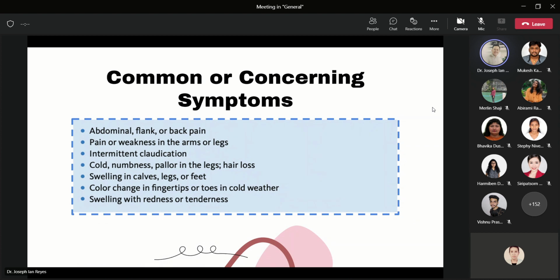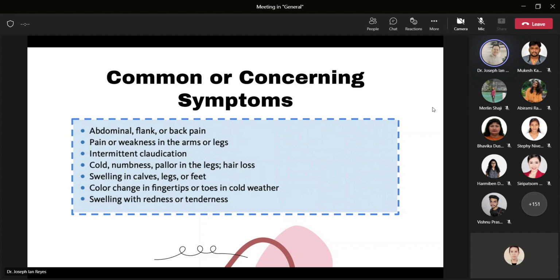Again, circulation is poor. Color changes in fingertips, toes, especially in cold weather. So in cold weather, circulation changes. It would be more on the core. Extremities would be lesser circulation, right? So we can see this in cold areas. We have frostbites. Then swelling with redness or tenderness in different areas of the body, extremities. So meaning circulation is disrupted.